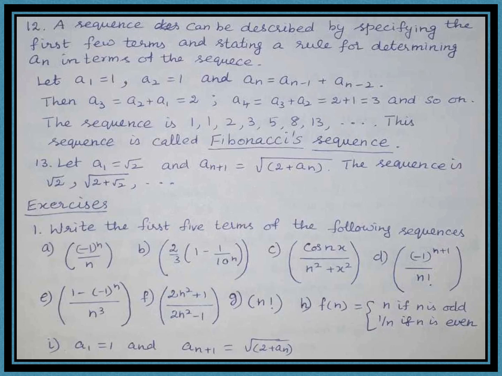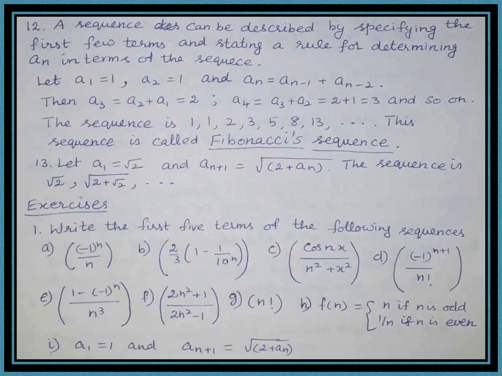So we get a sequence 1, 1, 2, 3, 5, 8, etc. That is, the first two terms are given as 1, 1. The third term will be 1 + 1. The fourth term will be 1 + 2. The fifth term will be 2 + 3, and so on. This sequence is called the Fibonacci sequence.